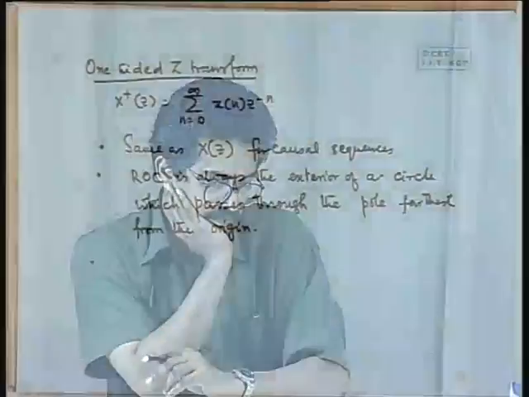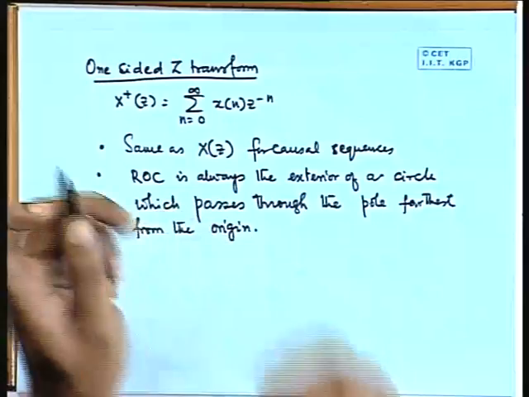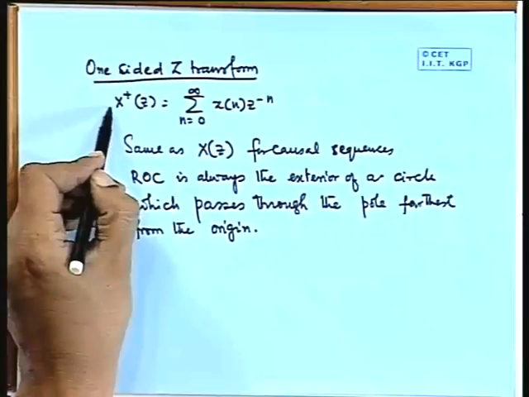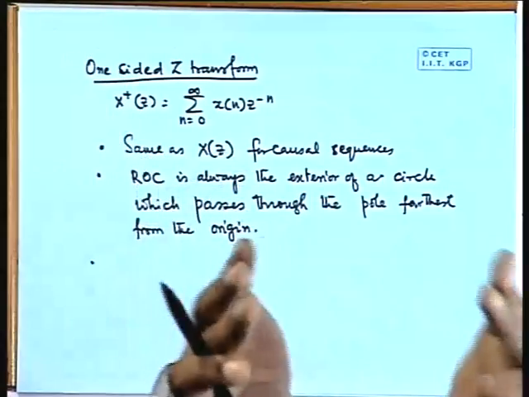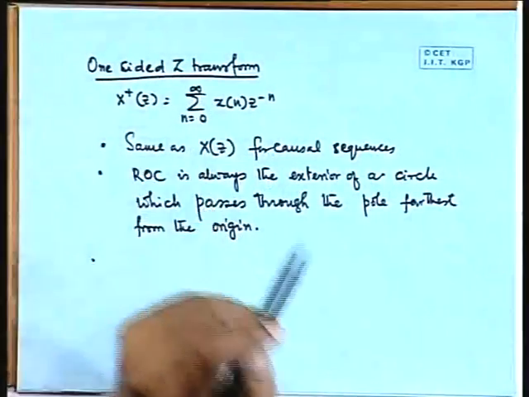So here we have not assumed anything like that. And we sometimes talk about, so far we have always talked about what are known as two-sided Z transforms. That is, the summation is from minus infinity to plus infinity.